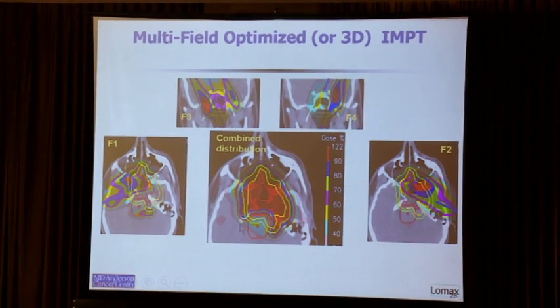However, if there is uncertainty, then they will not fit. There will be hot spots and cold spots within the tumor volume if that happens. And that is why IMPT is more sensitive to uncertainties than, say, passive scattering or IMRT.